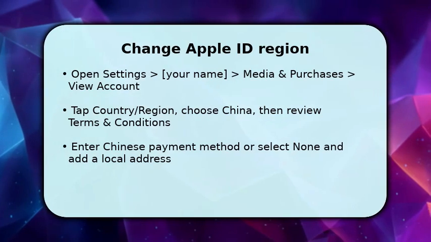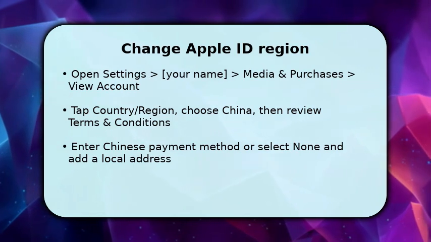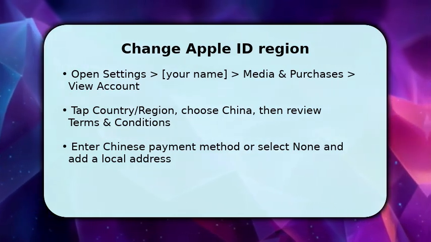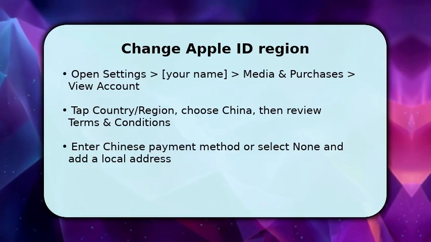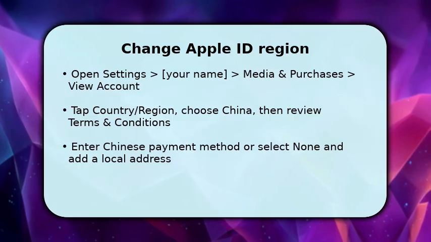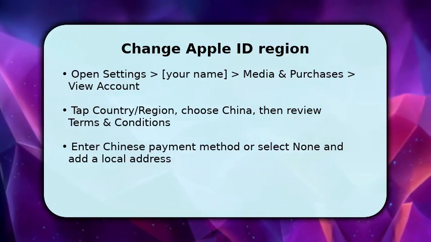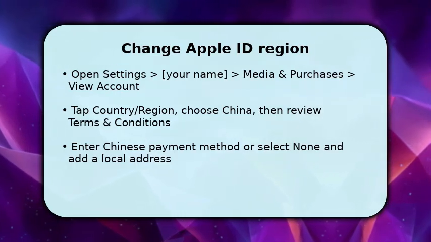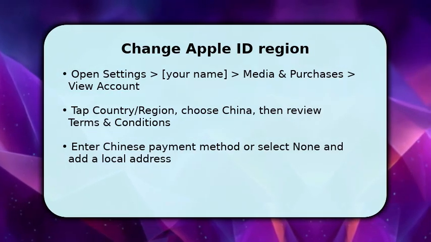You now switch the account region, go to Settings, tap your name, then Media and Purchases and View Account. Once there, select Country/Region and choose China. Read the terms because eligibility and content availability change. When prompted, enter a China billing method or select None and supply a Chinese address. This controls what App Store shows you.